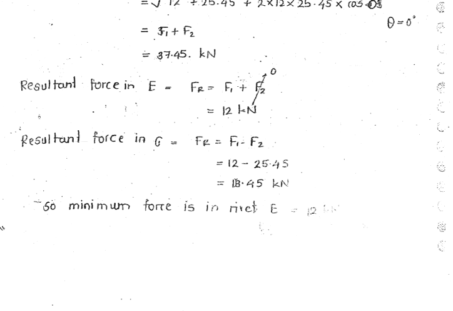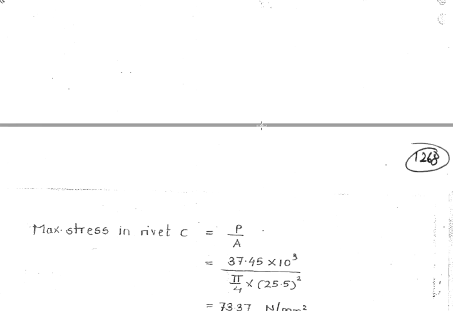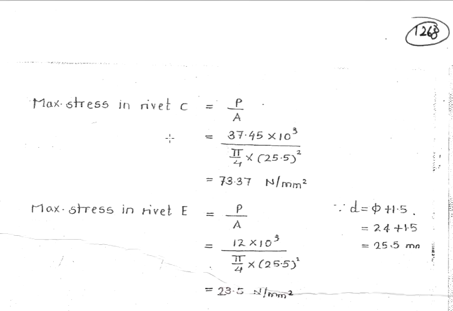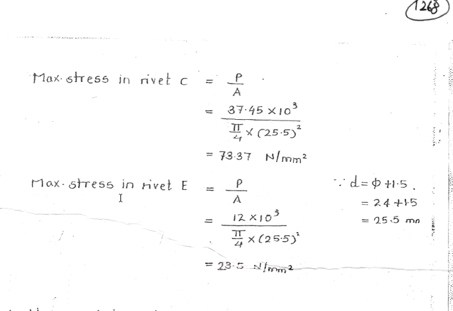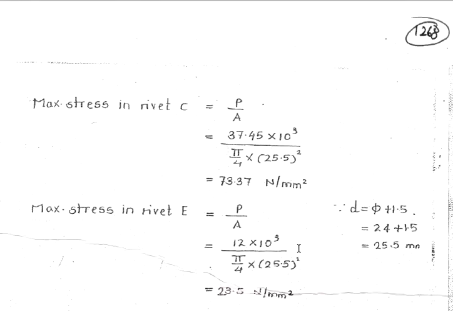Algebraically this may be negative, but that doesn't matter. The magnitude at E is minimum. So the maximum stress in fastener C is P upon A. That can be found simply by using the force resisted divided by area, and the stress in rivet E is again force upon area. So that is how we can find the maximum and minimum stress in different fasteners. Thank you.